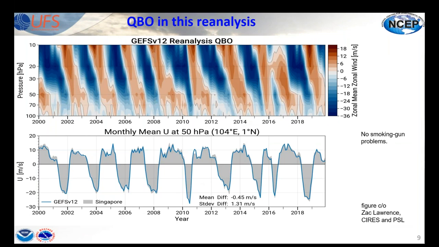Just to illustrate some highlights of the 20-year reanalysis, the reanalysis has nicely captured the larger climatic signals like the QBO. As you can see here, the quasi-biennial oscillation is well captured in this reanalysis, both from the sea level pressure as well as from the pressure field and the wind field.